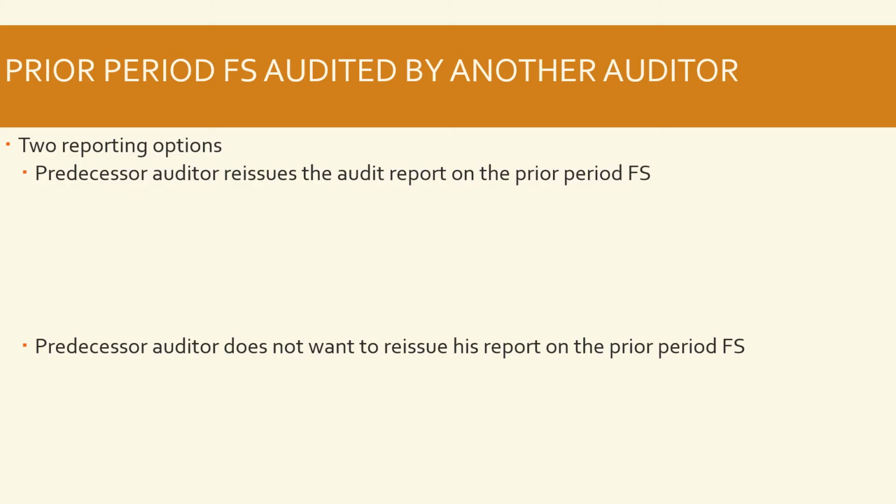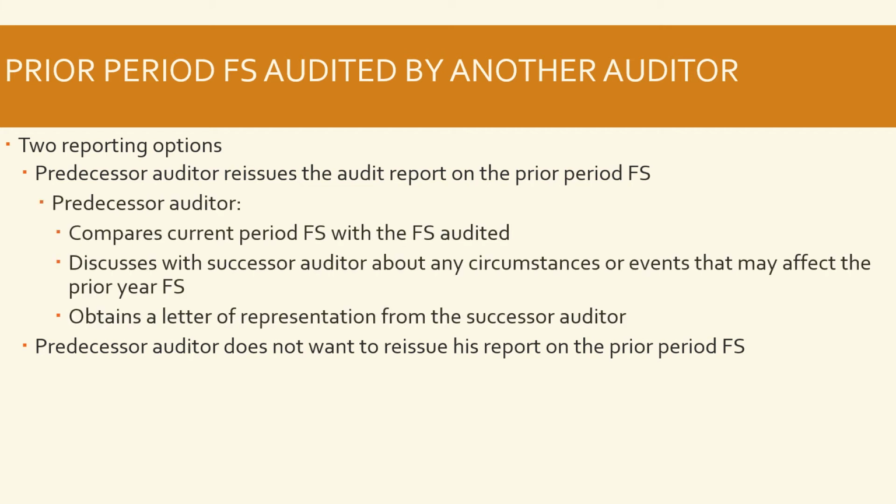So there are two reporting options. Number one, if the predecessor auditor agrees to reissue the audit report on the prior period FS. So if the predecessor auditor is still willing to reissue the audit report, then the predecessor auditor will compare the current period FS with the FS that was audited, discuss with the successor auditor any circumstances or events that may affect the prior FS, and obtain a letter of representation. So, in other words, when the predecessor auditor willingly reissues the audit report on the prior period, the predecessor auditor has to take steps to ensure that the opinion is still valid.